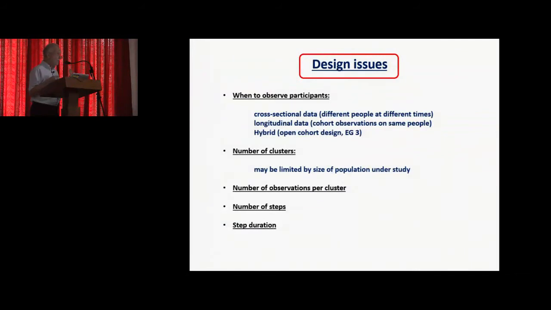coming in? So if you have nursing homes, for example, for senior homes residents, you might have different people present at different points in time. Another possibility is a hybrid where you have an open cohort where people come in and out of the cohort. The number of clusters, obviously an important design consideration, number of observations per cluster, how many steps do you want to make, and how long should all of the steps be?